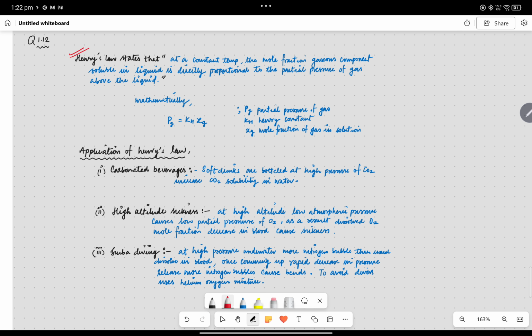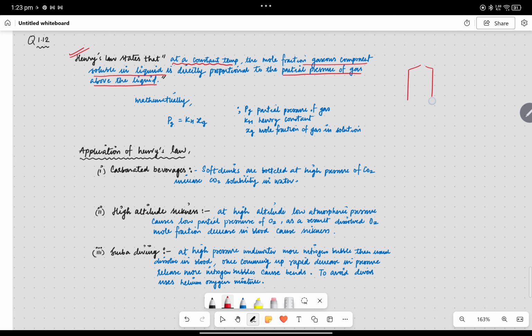Henry's law states that at a constant temperature, it is important, at a constant temperature, the mole fraction of a gaseous component in a soluble liquid is directly proportional to the partial pressure of the gas above the liquid. Let's see with an example.